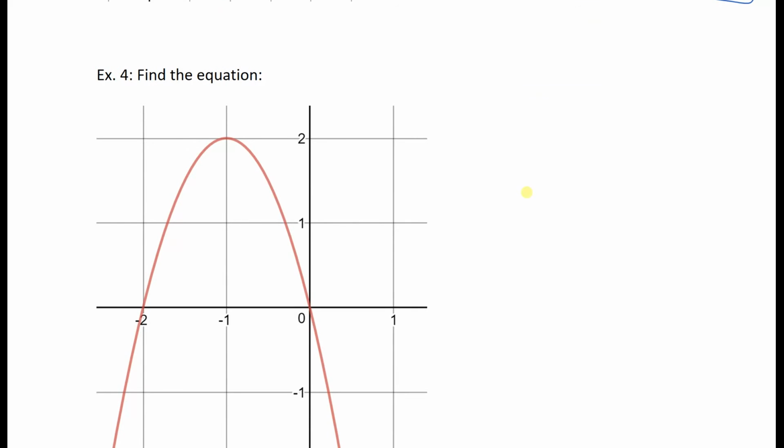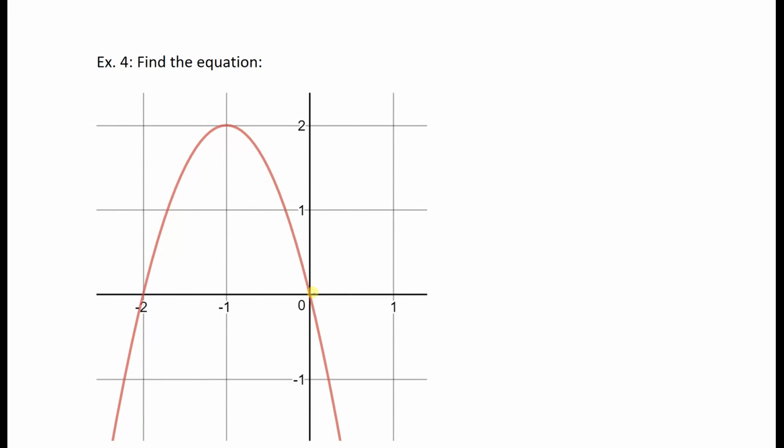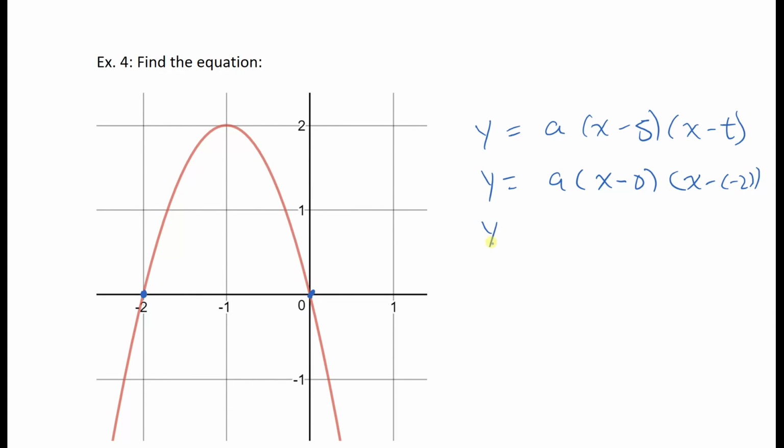Find the equation. So I can see my x-intercepts are right here. So I can get those in the equation right away. The equation is y = a(x - s)(x - t), where s and t are the x-intercepts. x minus 0 and x minus -2. So we have a little bit of simplifying we can do here. How do we find a?